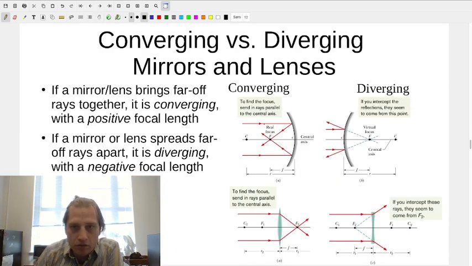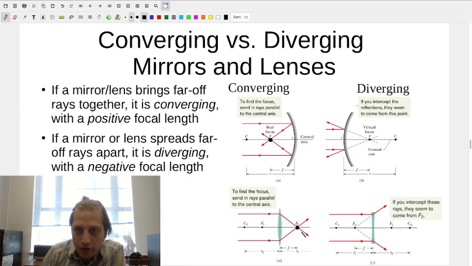Okay, so where would you have a positive focal length for a mirror? It is when the focal point is going to be on the same side of the mirror as the light. On the other hand, for a lens, this double convex lens is considered to have a positive focal length because it's causing these rays to come together over there. So converging rays have a positive focal length.